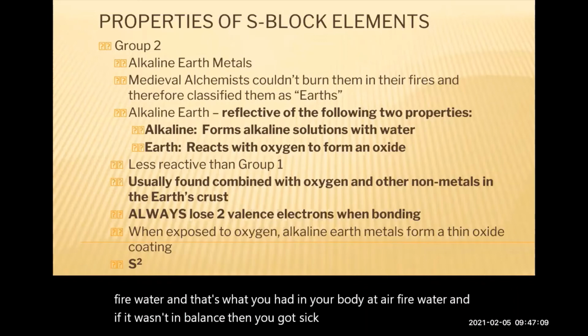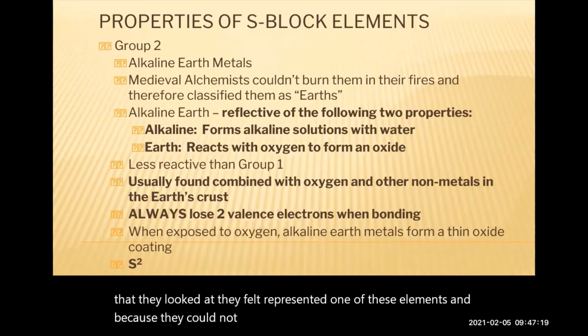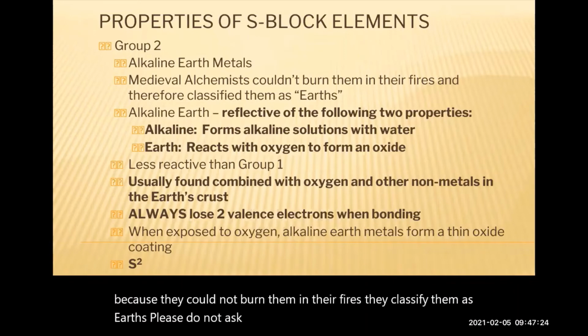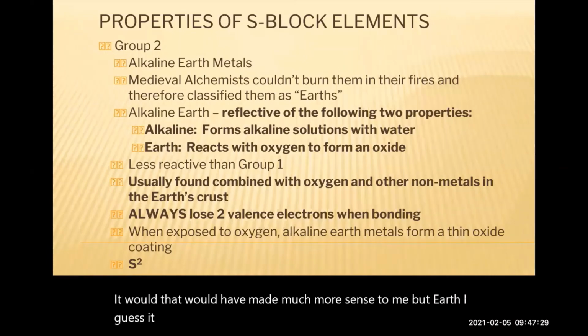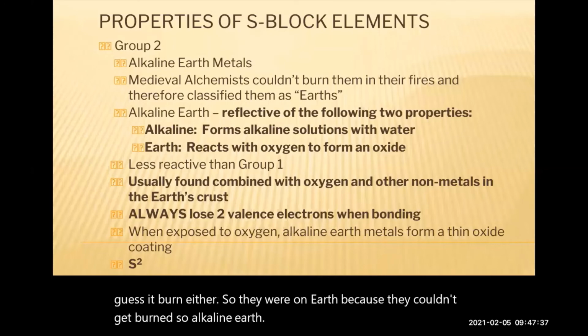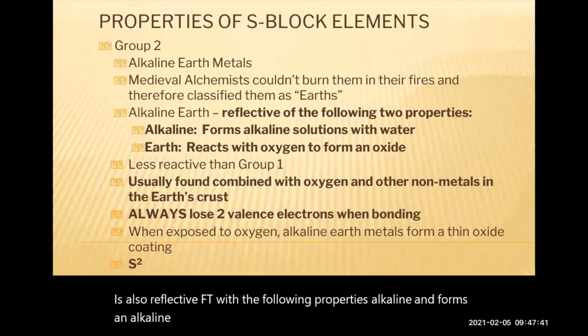Therefore, almost everything that they looked at, they felt represented one of these elements. And because they could not burn them in their fires, they classified them as earths. Please do not ask me why it wasn't water. That would have made much more sense to me, but earths, I guess, didn't burn either. So they were earths because they couldn't get burned. So alkaline earth is also reflective of two of the following properties. Alkaline, it forms an alkaline solution with water. And earth, it reacts with oxygen to form an oxide.